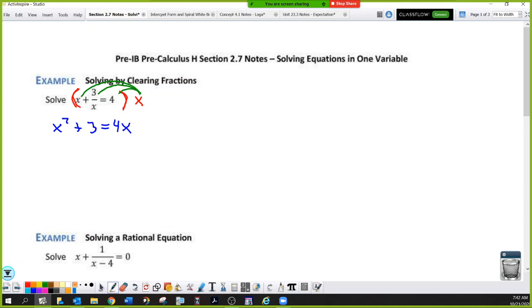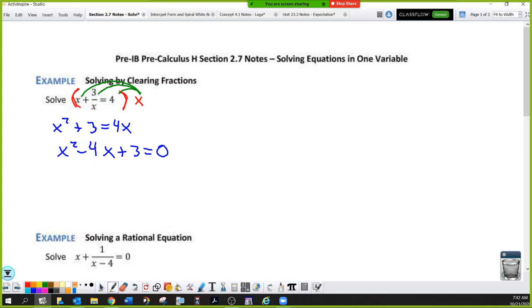And this is a quadratic. All quadratics are solved the same way. Get everything to one side and go from there. So I'm going to have to subtract that 4x to the left side. Gets me x squared minus 4x plus 3. And now we just factor. Or use a quadratic formula if it's a bad question, but it's not. We can factor this one.